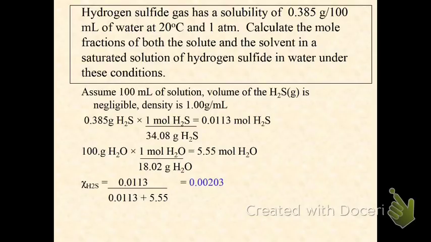And then, of course, the mole fraction for hydrogen sulfide, that's that funny looking S, chi. We take the moles of hydrogen sulfide and we divide by the total number of moles, which would give our mole fraction of 0.00203. And then, of course, for water, we would take 5.55 divided by the total, and we get 0.998. This shows you that the highest percentage of this solution, of course, is the water. Again, pause the video if you're trying to catch up with my talking and your writing.